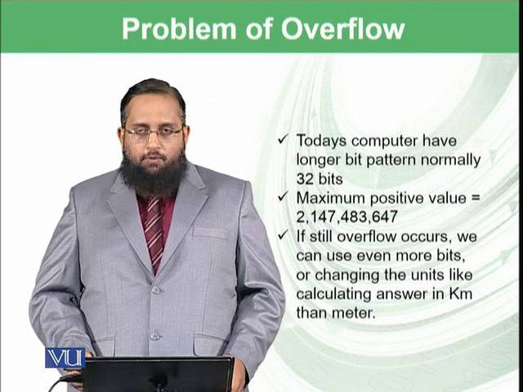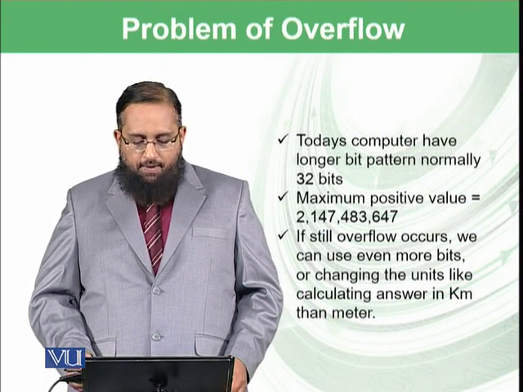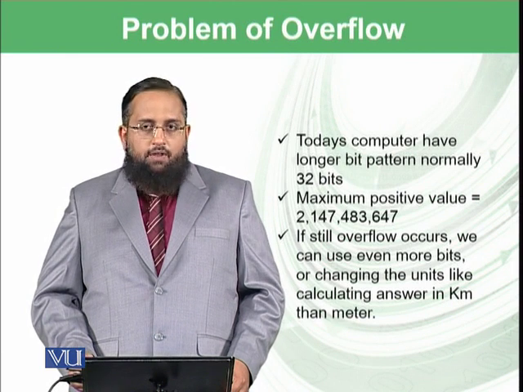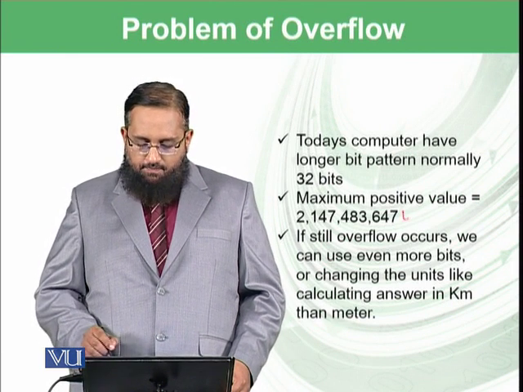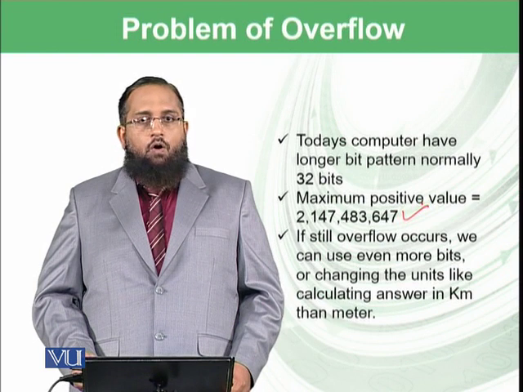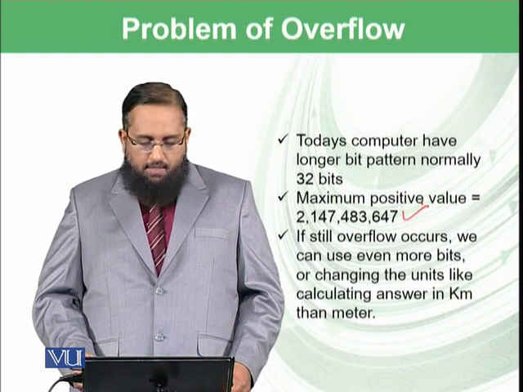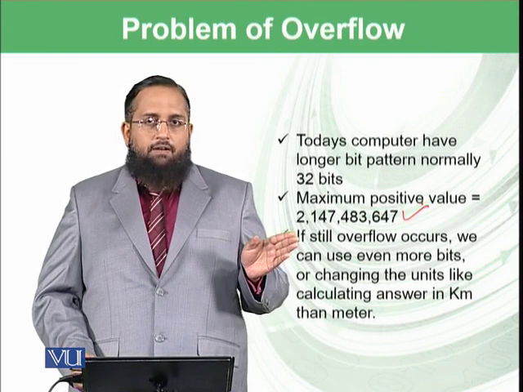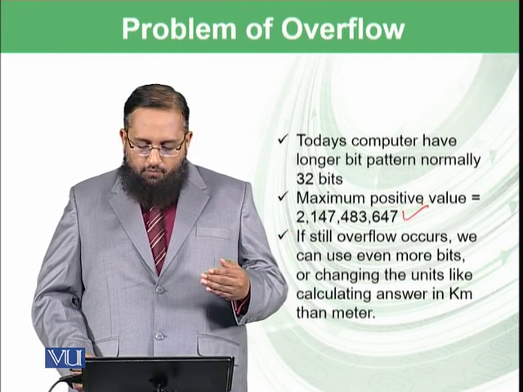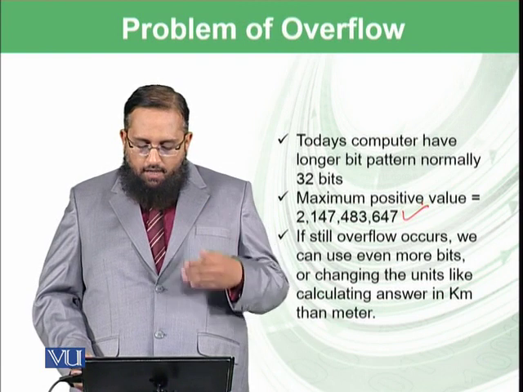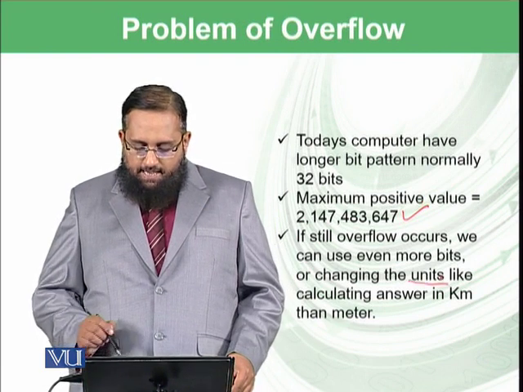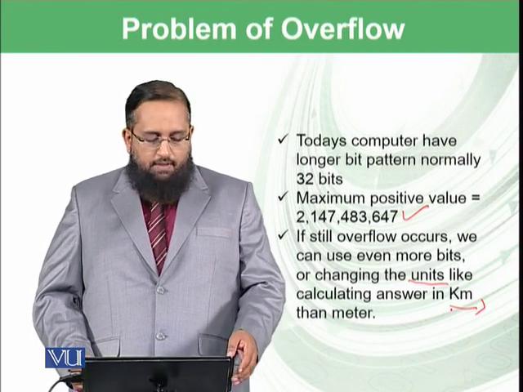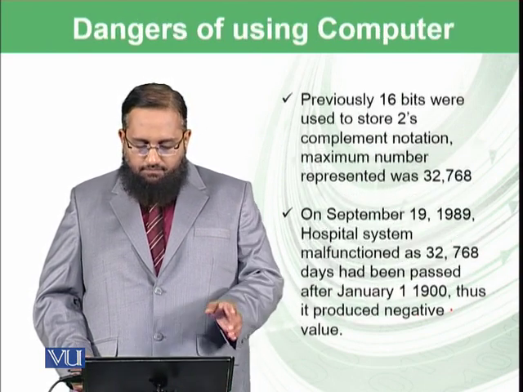Today's computers have longer bit patterns, normally 32. So the maximum positive value which we can represent is this one. And if overflow still occurs, you know that truncation is not a problem; you can just leave that bit. But if there is an overflow, then you can use more bits, or you can change the units, like calculating things in kilometers rather than meters, which will give you a smaller number of bits.